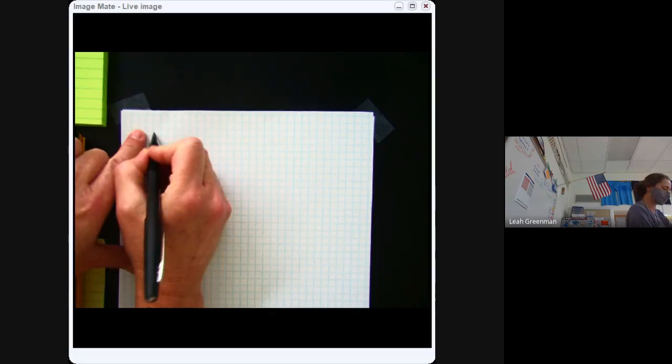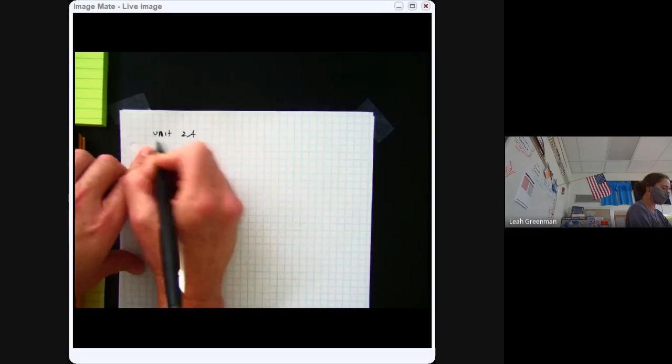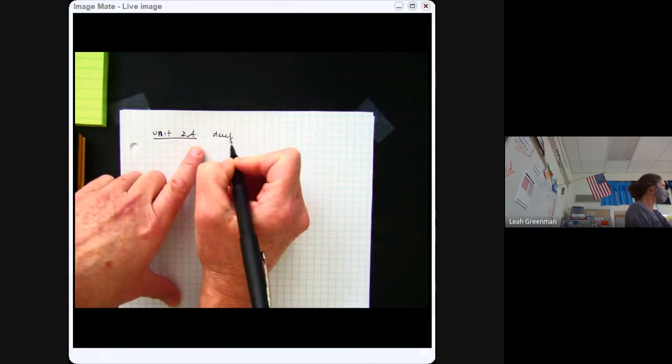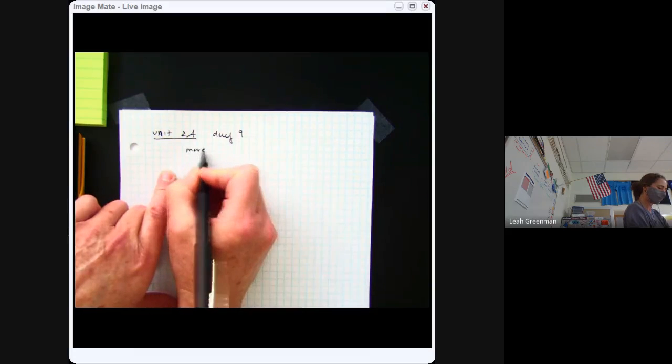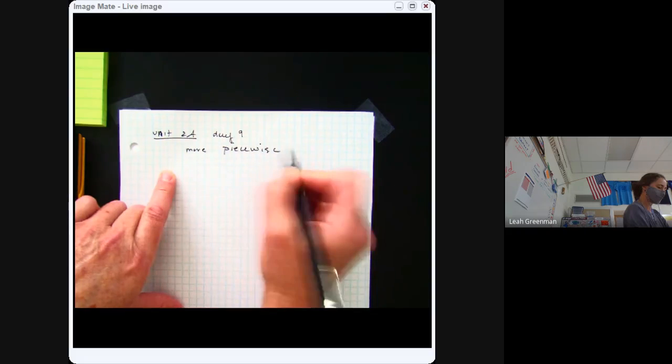Brackets, which is perfect. All right, so this is unit 2A, right? Intro to functions. We are on day, what are we on? Day 9? Day 9, and this is just more piecewise functions.